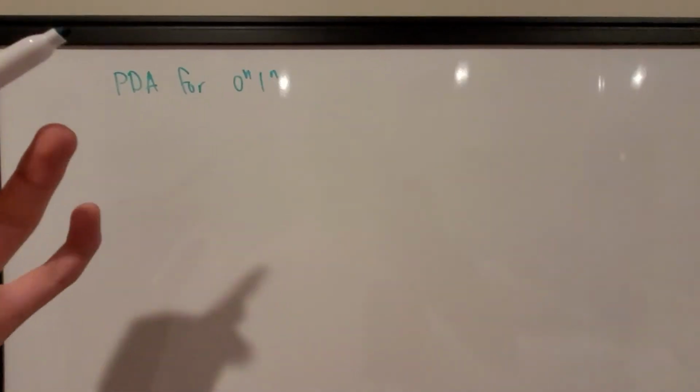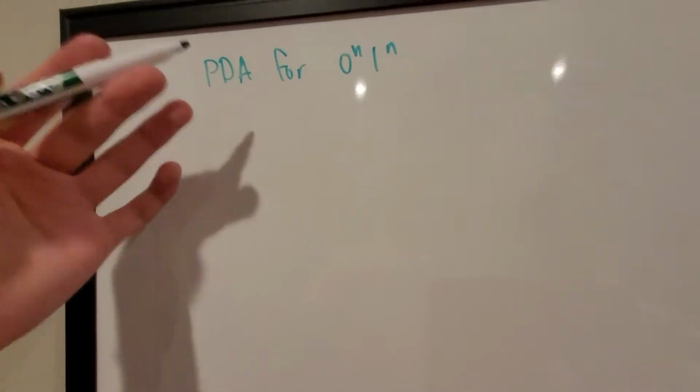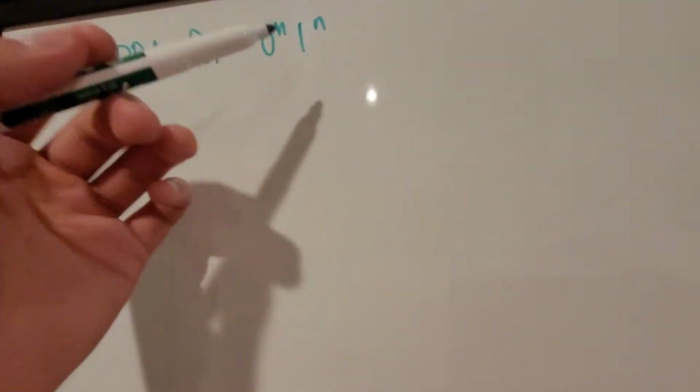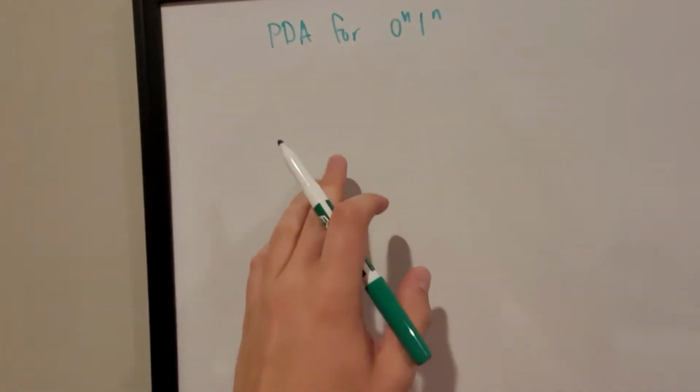Alrighty, so we got another PDA. Late at night while I'm recording this. What am I doing? Anyway, PDA. All right, for 0^n 1^n. I'm going to do this one with a more traditional approach. Let's actually use the dollar sign delimiter here.